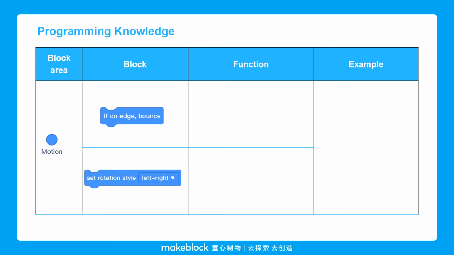In the video of Parrot's travel, you find that not only the background is changed, but the direction of flight of the parrot is also changed when the parrot touches the edge of the stage area. If you want to create the effect of a character moving back and forth on the stage, the blue block if on edge bounce from the motion category can be used. And its function is to make our character bounce when it touches the edge of the stage area.